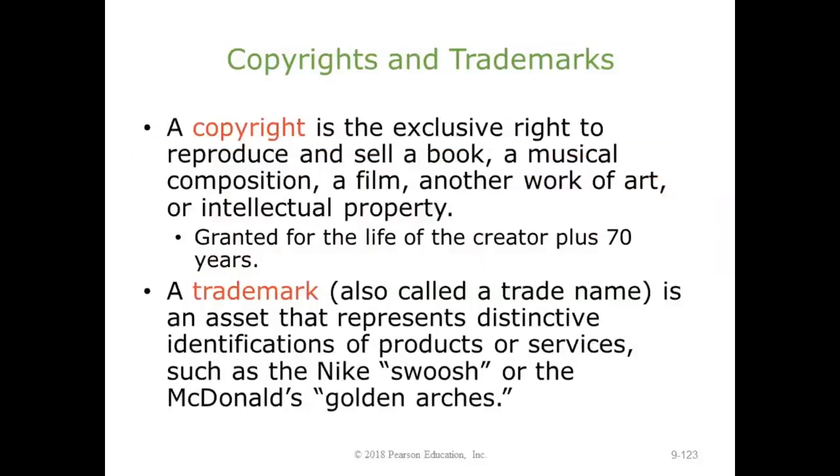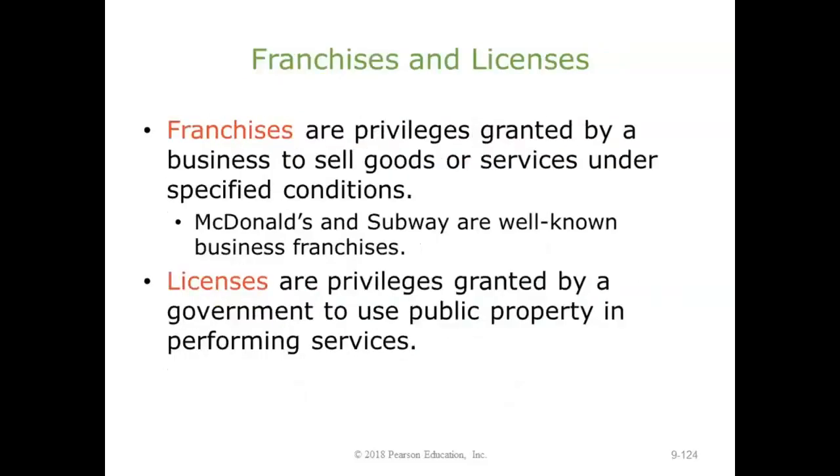Now, let's talk about copyrights and trademarks. Copyrights, again, are the exclusive right to sell a book or film or whatever. A copyright is granted for the life of the creator plus 70 years. So suppose I wrote a book, and suppose I died in 2019. Basically, I have copyright protection on this book until 2089. A trademark is a distinctive identification like the Nike Swoosh or the McDonald's Golden Arches.